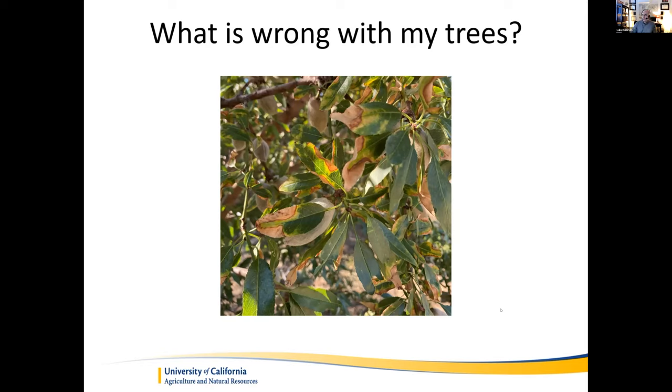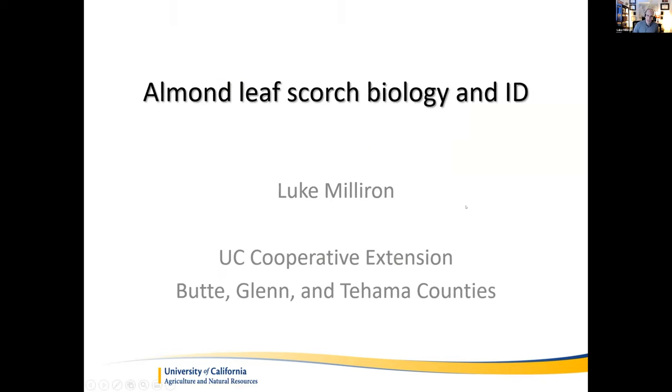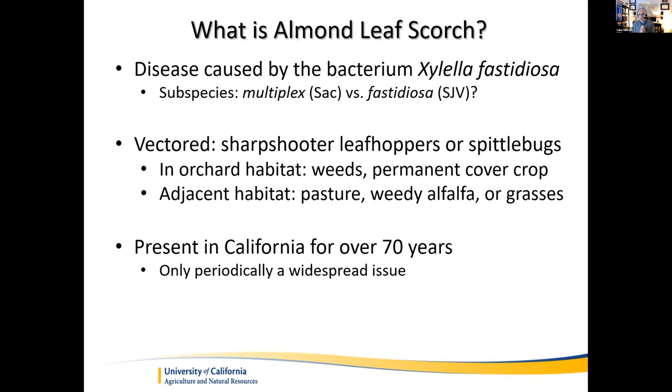So what is wrong with my trees is a question we all find ourselves often asking. And sometimes that problem might be almond leaf scorch. So I'll be addressing that very briefly today. I'm Luke Millmeyer, farm advisor in Butte County, as well as in Glenn and Tehama. So almond leaf scorch is caused by the bacterium Xylella fastidiosa. You may have heard of Pierce's disease in grapevines. This is the same bacterium.